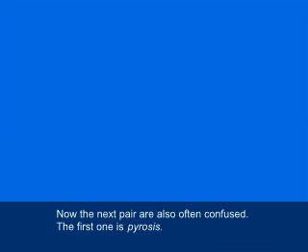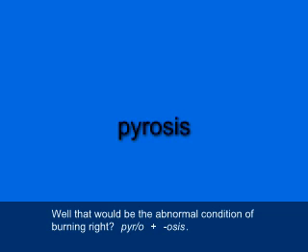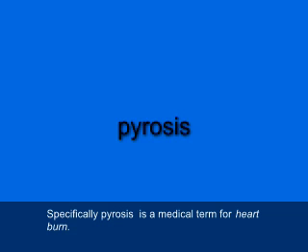Okay, now the next pair are also often confused. The first one is pyrosis. Now, based on its word parts, what does that mean? Well, that would be the abnormal condition of burning, right? Pyro plus osis. Specifically, pyrosis is a medical term for heartburn.